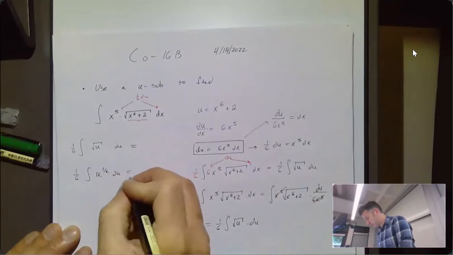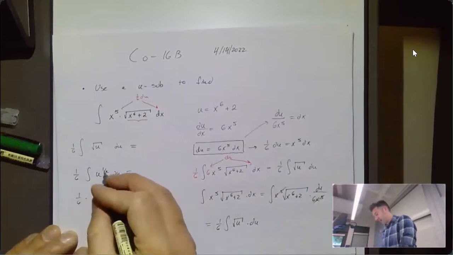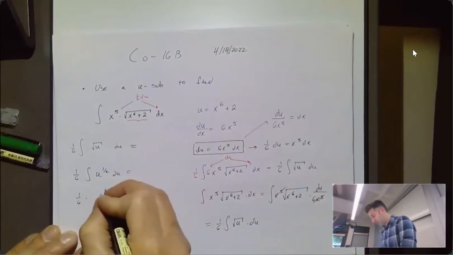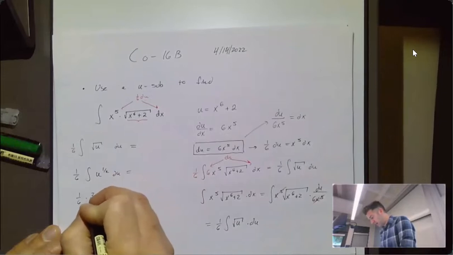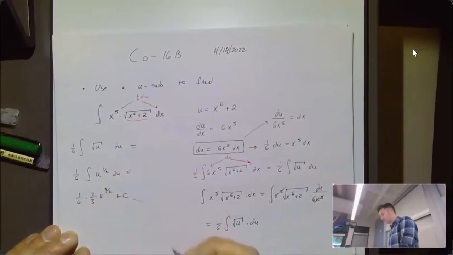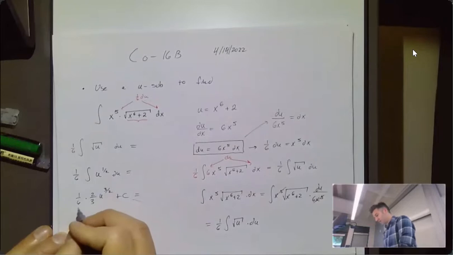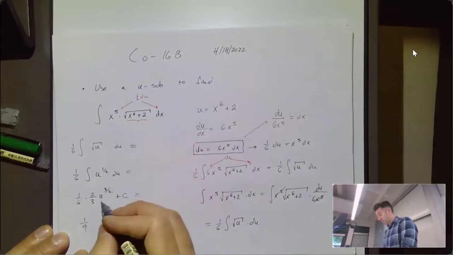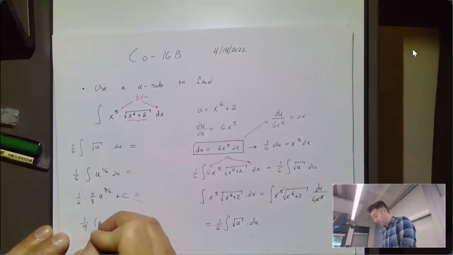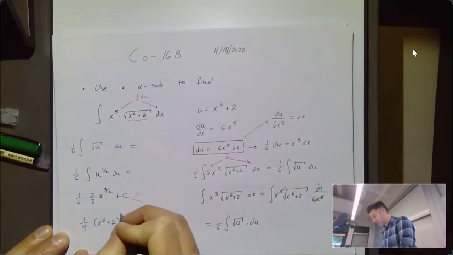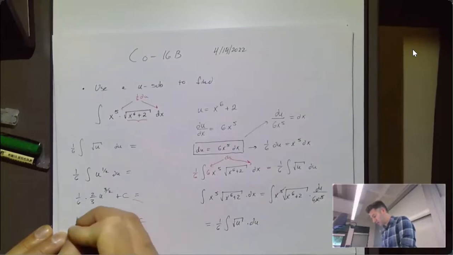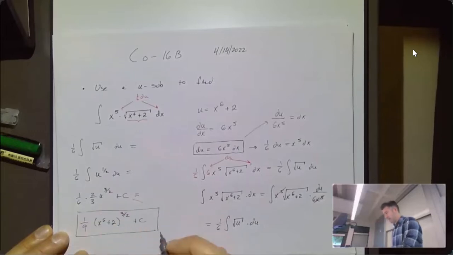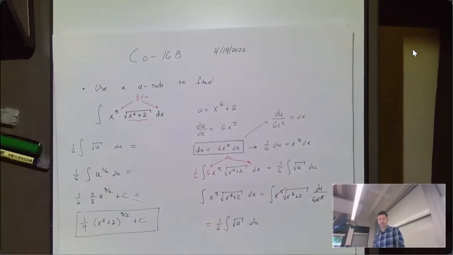And then that's going to be 1/6 times, let's see, add 1 to the 1/2, you get u to the 3/2. Dividing by 3/2 is the same as multiplying by 2/3. And then 1/6 times 2/3 is 2/18, which is 1/9. Plug back in what u is equal to, which is x to the 6th plus 2 to the 3/2 plus c. That is the antiderivative of x to the fifth times the square root of x to the sixth plus 2.